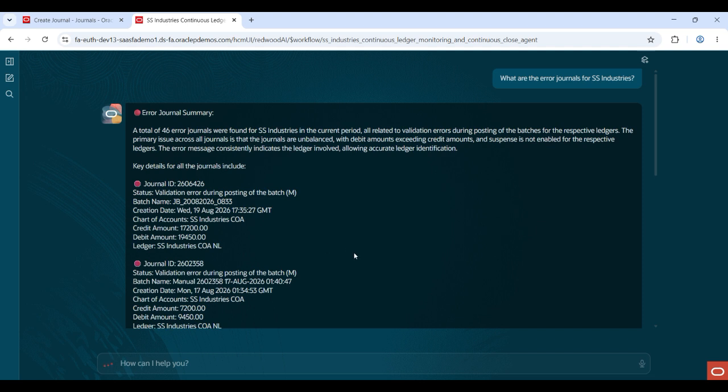This is the SS Industries Continuous Ledger Monitoring and Continuous Close AI Agent, which is developed. Here the use case for error journals present in the chart of accounts is given as a prompt to the AI agent. The AI agent summarizes the data as an error journal summary. A total of 47 error journals were found for SS Industries in the current period. All errors are validation errors occurring during the posting of batches.